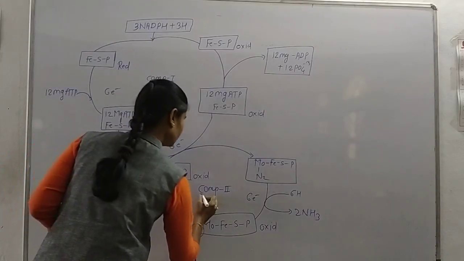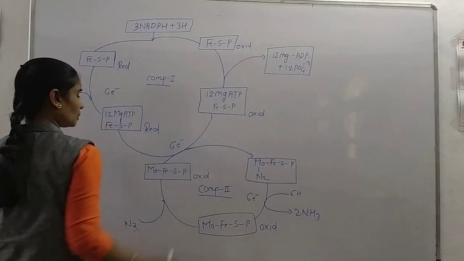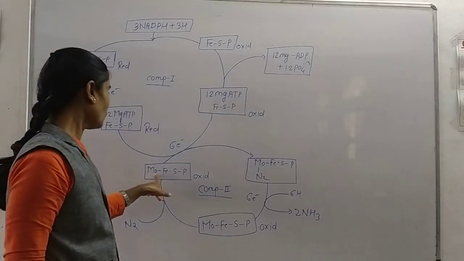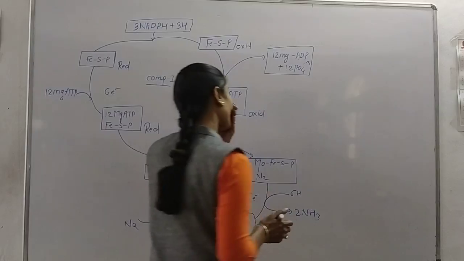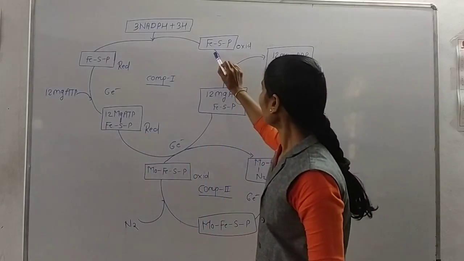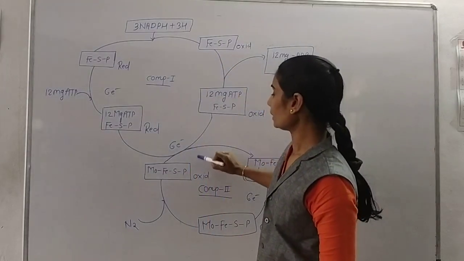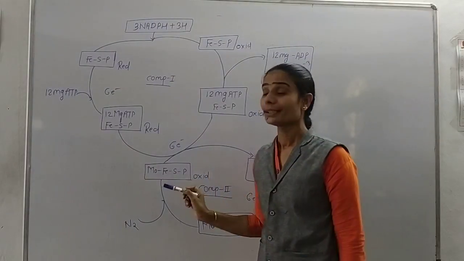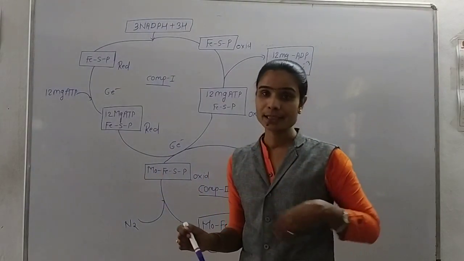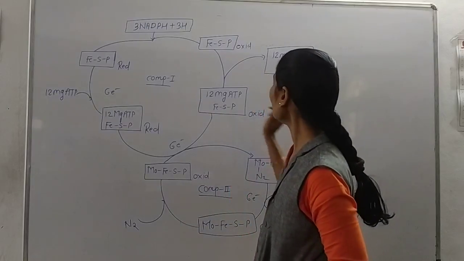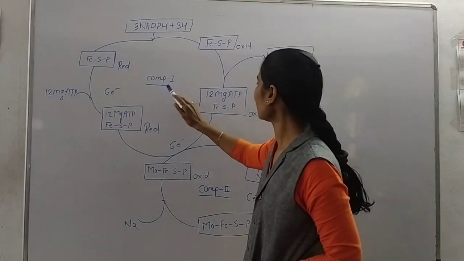Component 1 is the iron sulfur protein and component 2 is the molybdenum iron sulfur protein. By using these two components, the atmospheric nitrogen which is mixed into the soil, by using nitrogen fixing bacteria, is converted into a useful product. So this is the first cycle, called component 1.